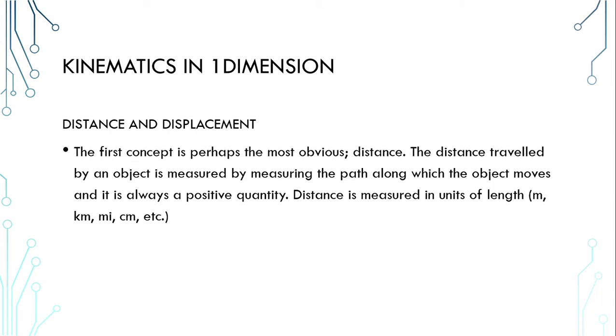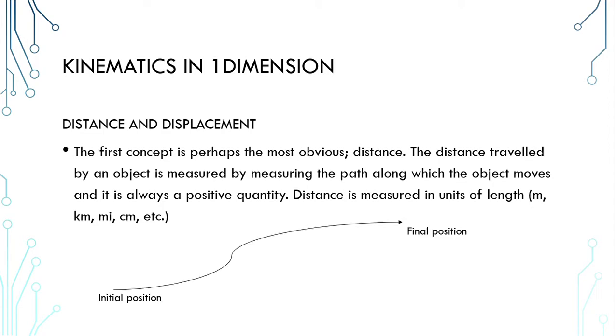The first two concepts that we're going to study are those of distance and displacement. Distance is going to be the first one, perhaps because it's the most obvious. The distance traveled by an object is measured by measuring the path along which the object moves, and it's always a positive quantity. It's generally measured in units of length such as meters, kilometers, miles, or centimeters, depending on the scale of the system.